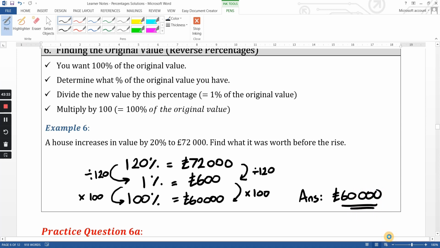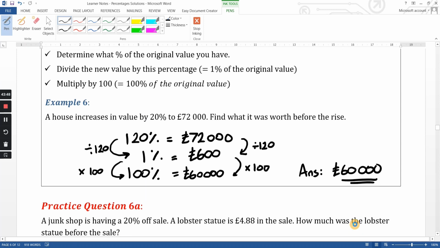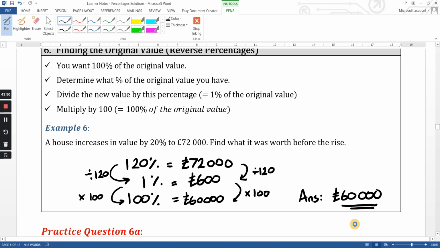So it originally cost £60,000, and if you work out 20% of this and add it on, you should get the amount that they were saying, £72,000. So it does work. It's a really good way of doing it. I know that other people do like to do other methods. They use this funny cross multiply thing, which doesn't really make sense to me. But if it makes sense to you and you get the same answer, that's absolutely fine. But for me personally, this just makes sense.